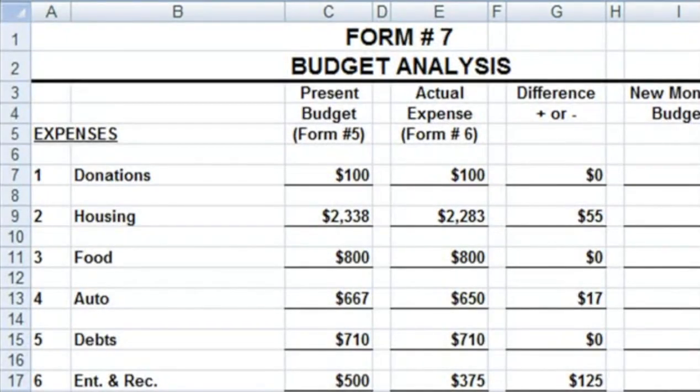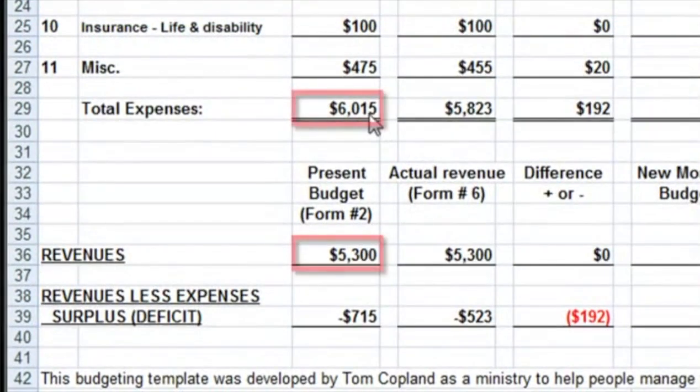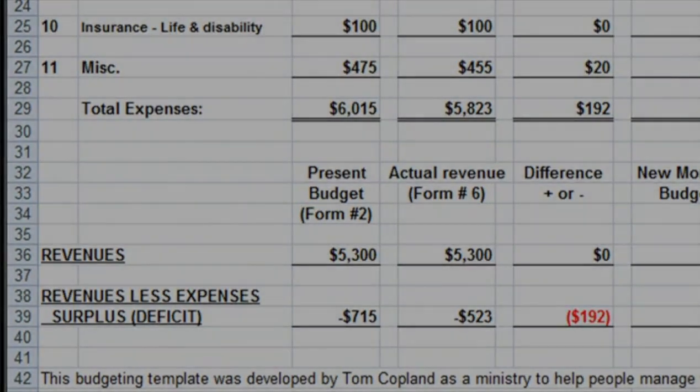Form number 7 is the budget analysis form. On this form, you actually don't need to enter anything. All this does is it takes your present budget on form number 5 and your actual expenditures on form number 6, and it compares the two and lets you know whether you're over or under budget. Now, with this couple's particular situation, they are spending more than they're earning, even on their budget, so they obviously at some point have to go back and go through form number 5 and reduce some of their expenditures. But as you can see, their actual expenditures, as they're compared to their budgeted expenditures, it just shows you the overages and underages, and it just lets you know if you're spending more than your budget in a certain category, and sort of highlights it for you to deal with that.